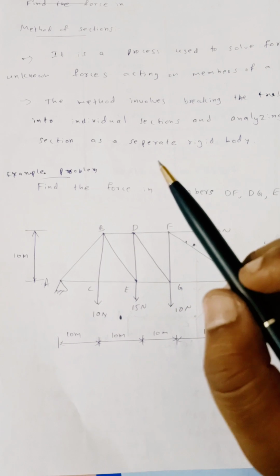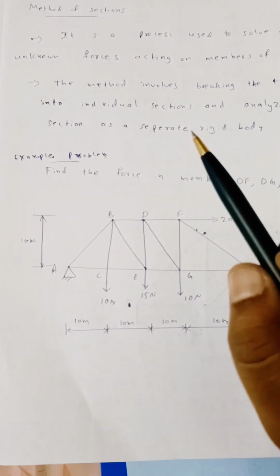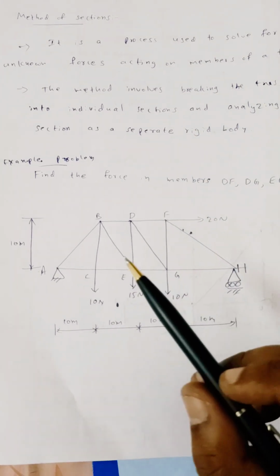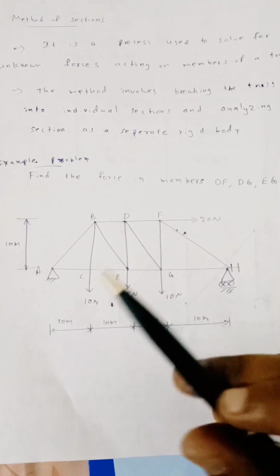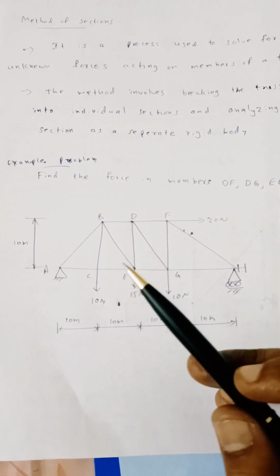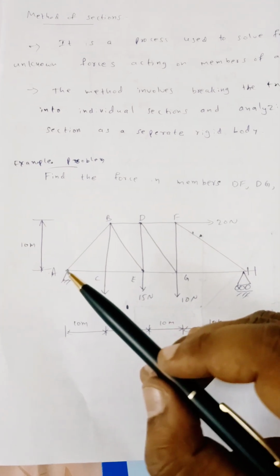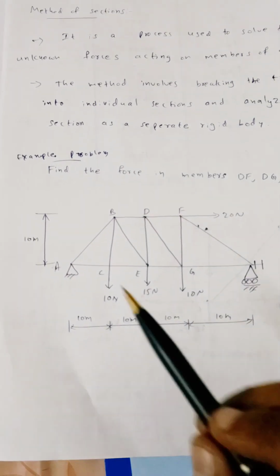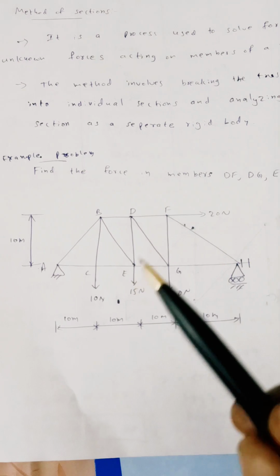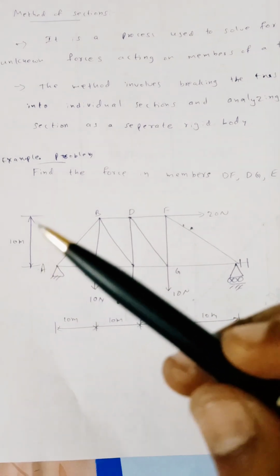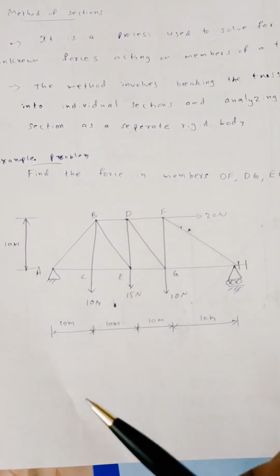there are two methods to calculate the forces in the members: method of joints and method of sections. But when to use method of joints and when to use method of sections? If the question asks to find the forces in all the members of a truss, then it is better to go with the method of joints.